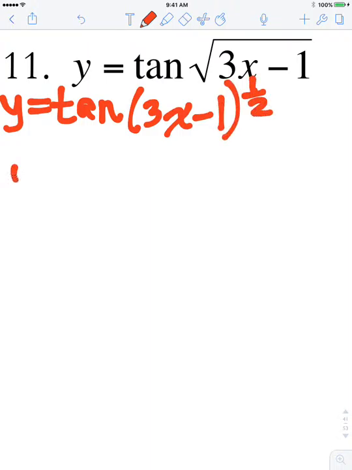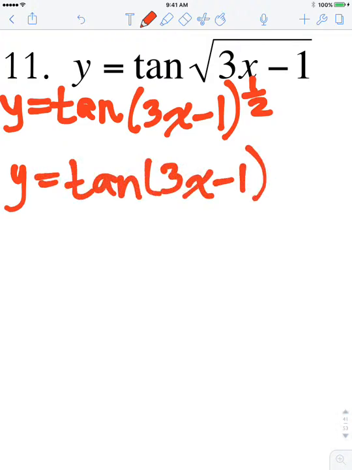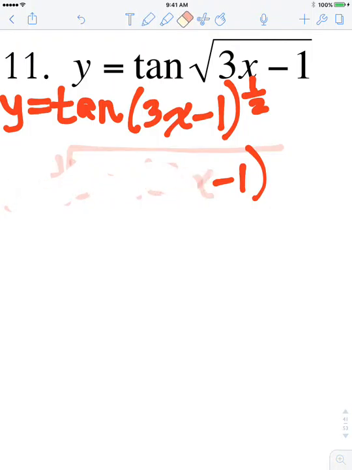Now, let me point something out. This is different than if the entire function were raised to the 1/2 power. Another way to look at it is if the problem had the square root over the whole thing, which it doesn't. So I want you guys to make sure that you remember the difference because we treat them differently. Okay? So let me just erase this.